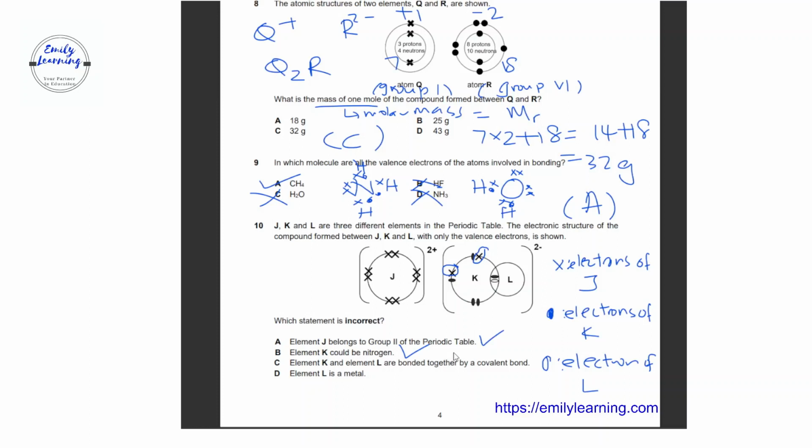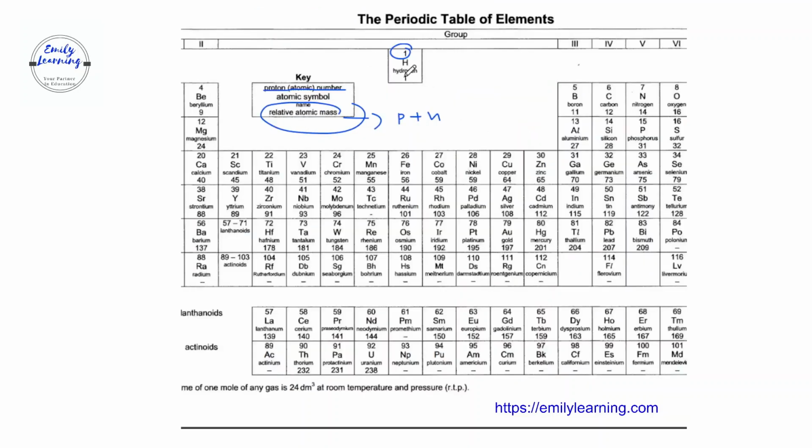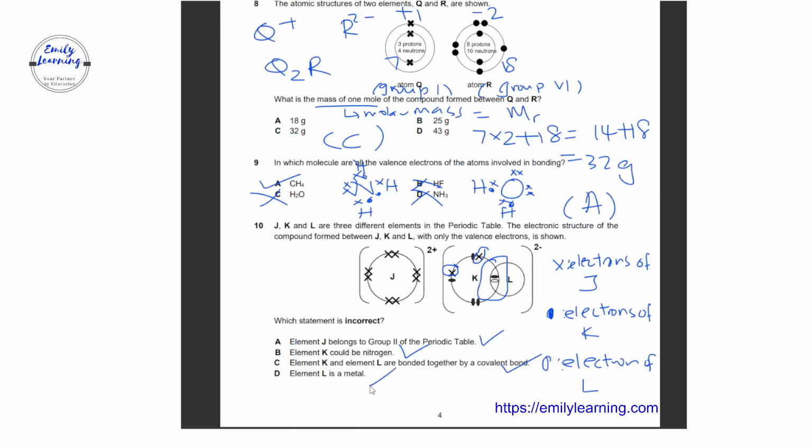Okay, next, let's take a look at C. Element K and element L are bound together by a covalent bond. Yes, this is a covalent bond because they share electrons. So C is correct. Next, L is a metal. No, we know that L only has 1 electron. Looking at the periodic table, if its atom only has 1 electron, that means it has only 1 proton. So it's hydrogen. Hydrogen is not a metal, it's a non-metal. So therefore D is wrong. So the answer for 10 is D.